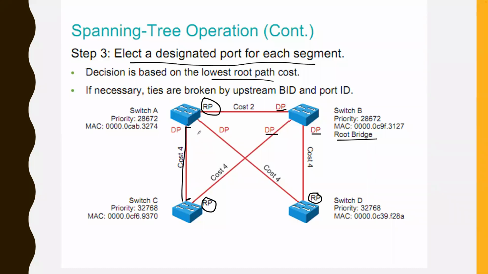Okay, so this one will become my designated port. Similarly, on this one we already have a root port and a designated port. If I see a link between switch A and switch D, which port, this port or this port? Can anybody tell me which one will become our designated port and why?